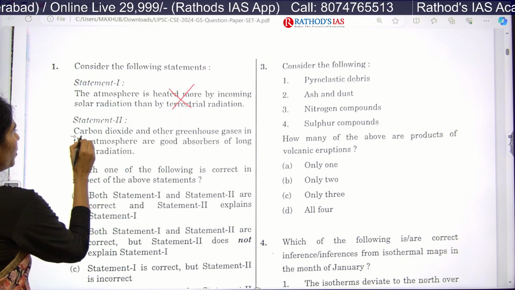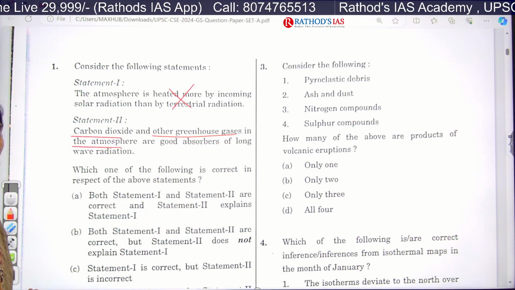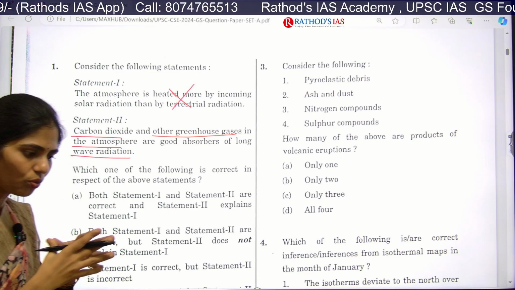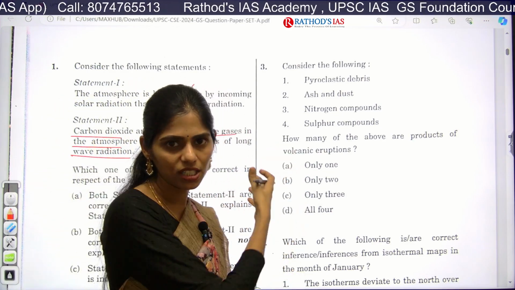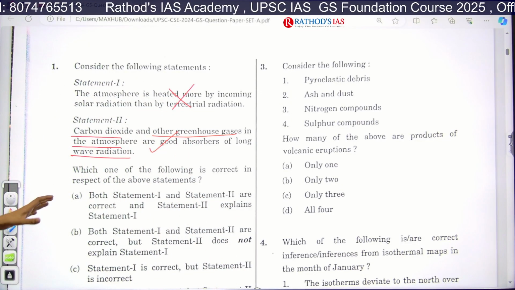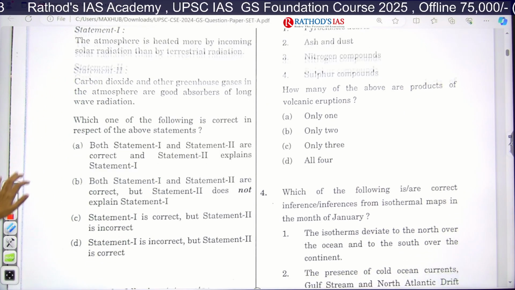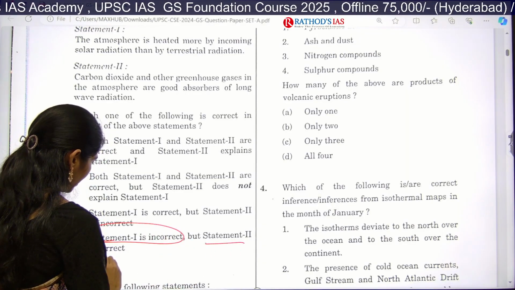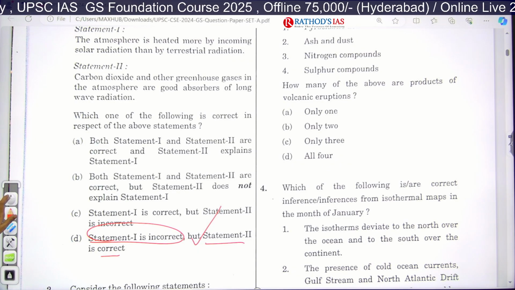And the next one is: carbon dioxide and other greenhouse gases in the atmosphere are good absorbers of long wave radiation. Yes, why are we having global warming now? Because of absorption by these greenhouse gases. So the second statement is absolutely correct. So what is the answer here? The first statement is absolutely incorrect, so statement 1 is incorrect and statement 2 is correct. So option D is the correct answer for this first question.